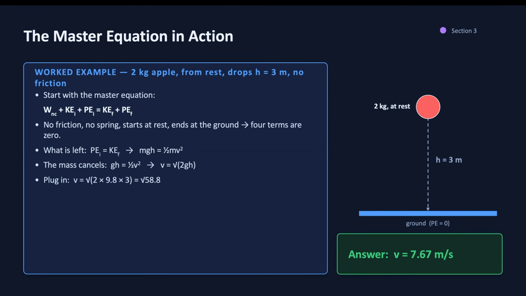So now let's try a problem before we jump into the other problems. A 2 kg apple, from rest, drops. Height is equal to 3 meters. So it drops this much height. No friction.